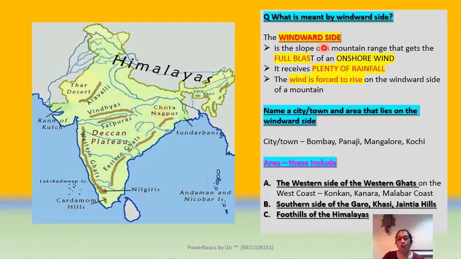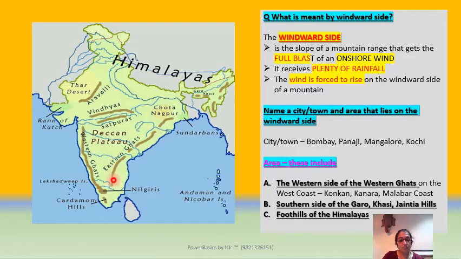So let us understand the windward side. What is meant by the windward side? The side which faces the winds is the windward side. The windward side is the slope of a mountain range that gets the full blast of an onshore wind. Onshore means coming from the sea towards the shore. So this Western Ghats, this is the windward side, this is the leeward side.